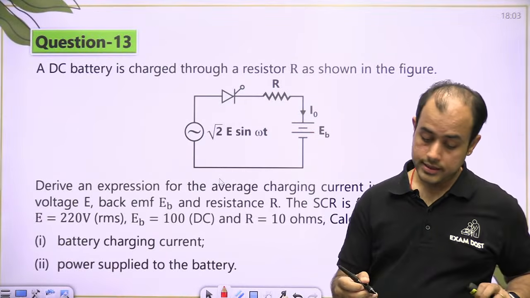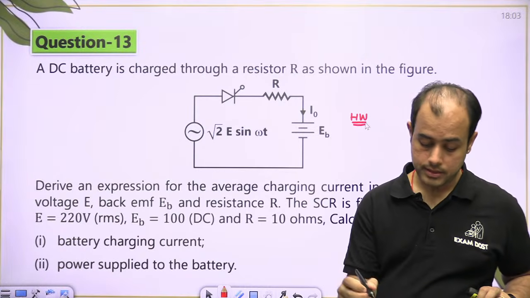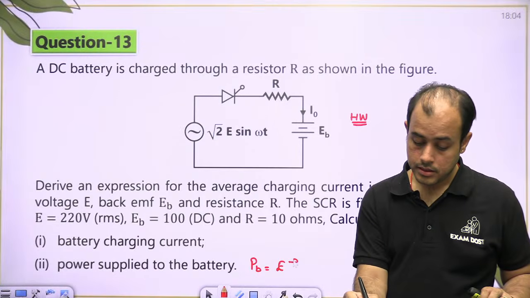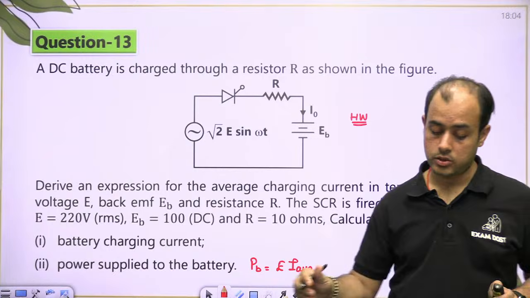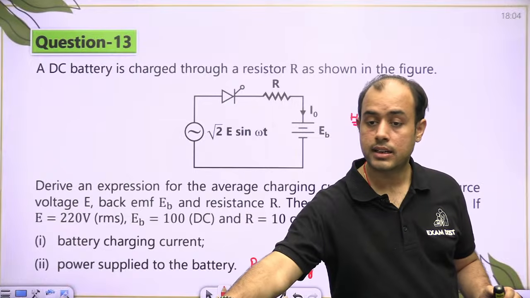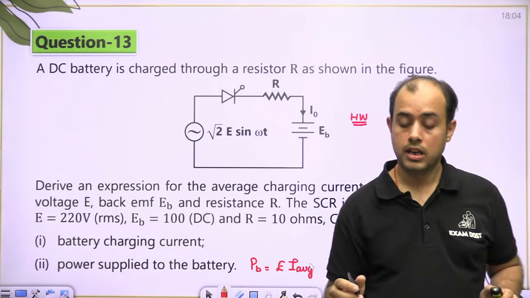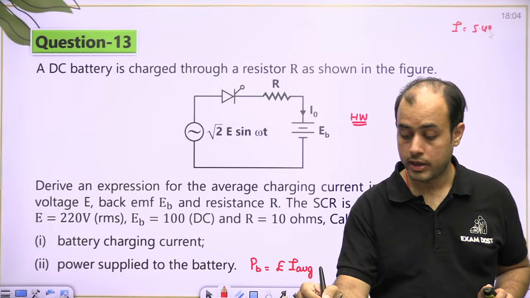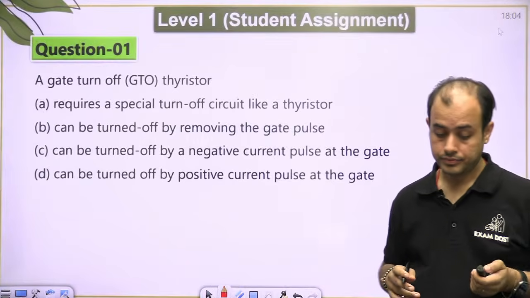Let's go. This question is similar to what we have solved. So this is your homework. Power in the battery will be E into I average. We just solved the average question, where the SCR was fired continuously. I will give you the answer. Now the answer will be: current is 5.42 ampere. Okay, let's go.